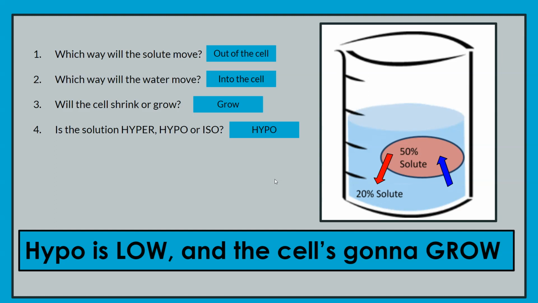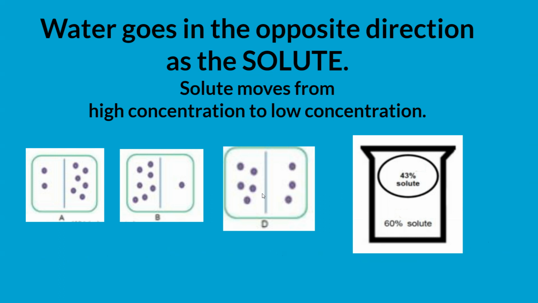Now, when will water stop moving? Just like diffusion, water will stop moving when it's in equilibrium and balanced, and then water will just go in both directions. So again, to remind you, with osmosis, water moves in the opposite direction as the solute. So in this case, the solute moves left from high to low, water goes right. In this case, the solute goes right, high to low, water goes in the opposite direction. In this case, solute goes right, high to low, water moves in the opposite direction.